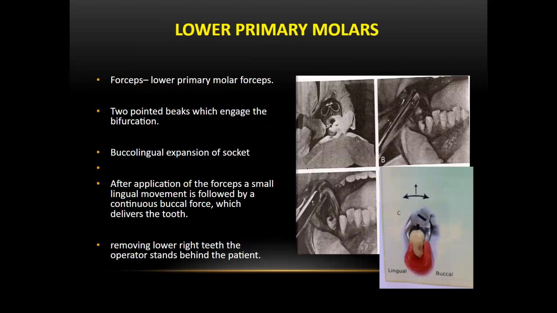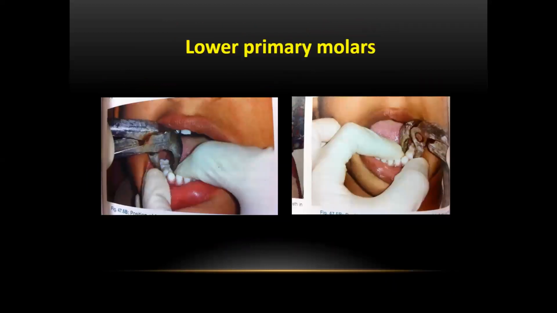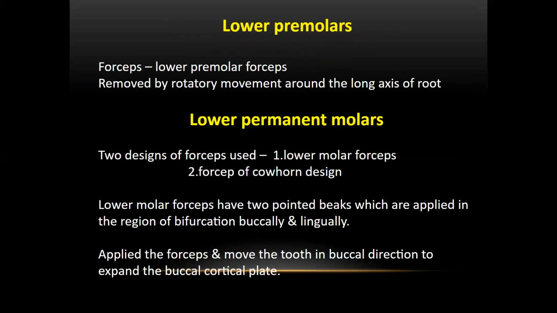Lower primary molars: lower primary molar forceps have two pointed beaks which engage the bifurcation, with buccolingual expansion of the socket. After the application of the forceps, a small lingual movement is followed by a continuous buccal force which delivers the tooth. When removing lower right teeth, the operator stands behind the patient. This is how you need to remove the lower primary molars.